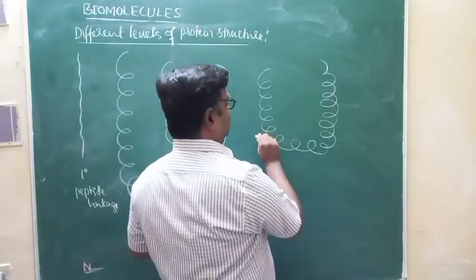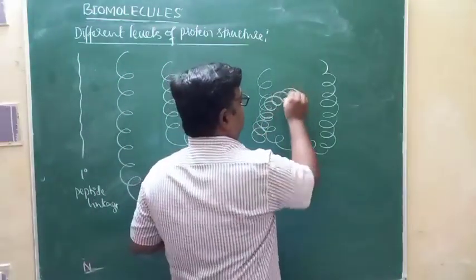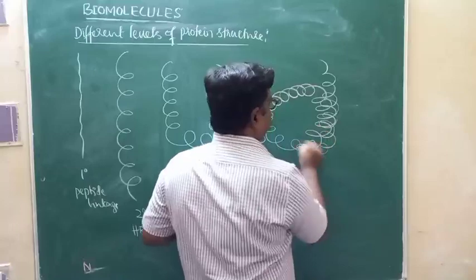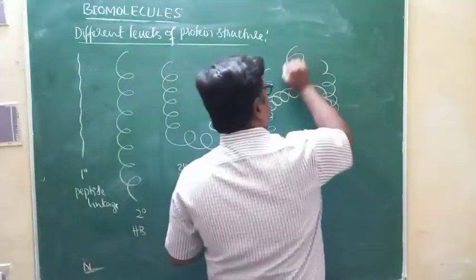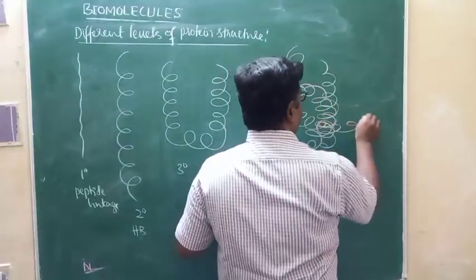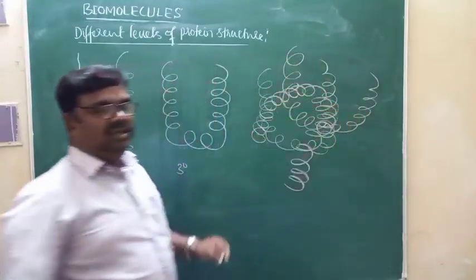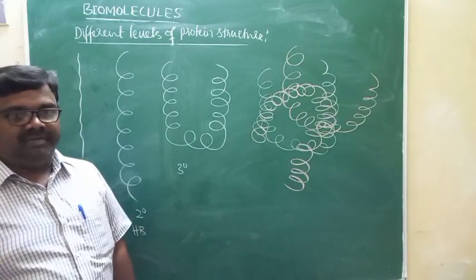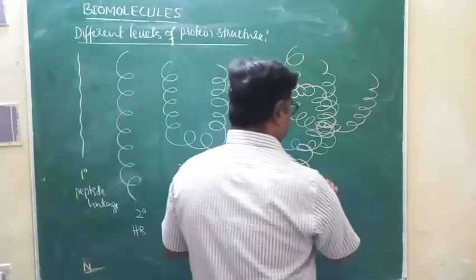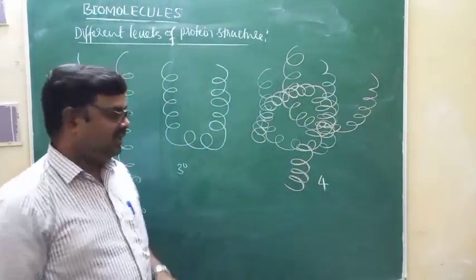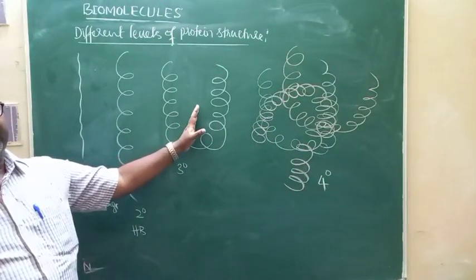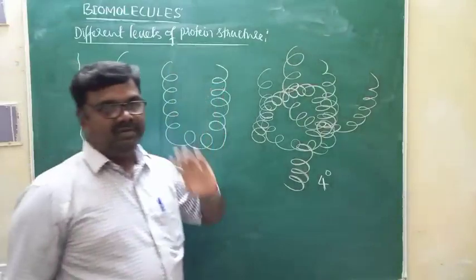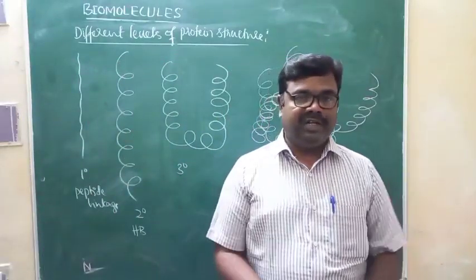This is one subunit. Look at this. This is one more subunit. This is one more subunit, and this is one more subunit. Like this, these subunits are arranged in space in a definite manner, which results in what we call quaternary structure. So this is a diagrammatic representation of different levels of protein structure. Now at this moment we'll take up the next discussion.